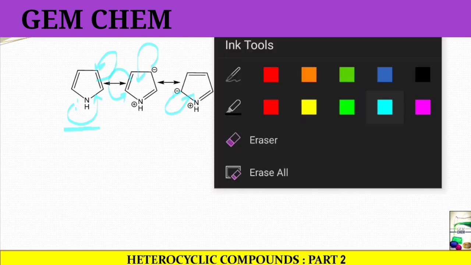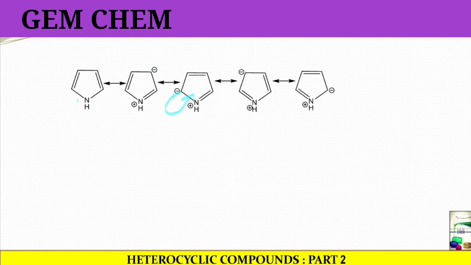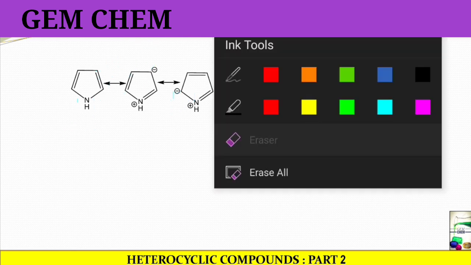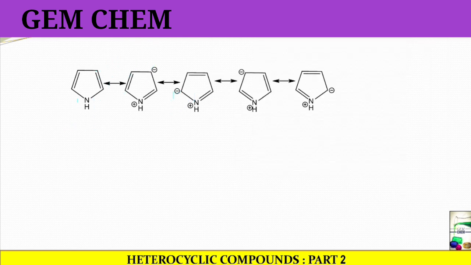Or else instead of this one, if we try another path, that is if we try to open up like this, here it is being donated and this one opens up. As a result, this structure is formed. Again this negative charge is being donated here and this bond opens up. So another one is being formed. So we get 5 mesomeric structures.